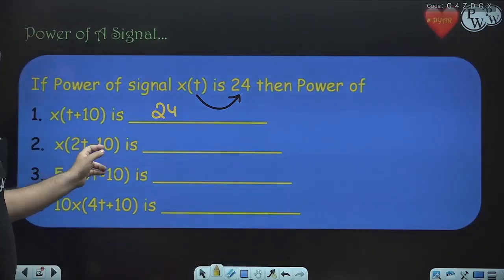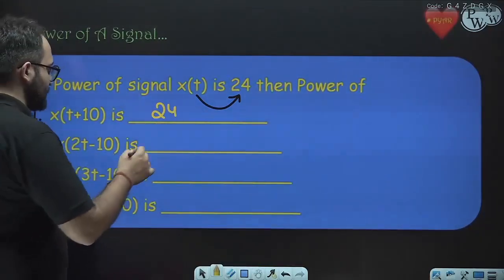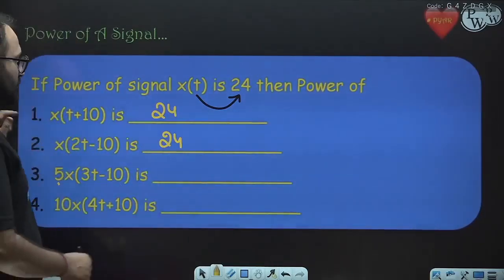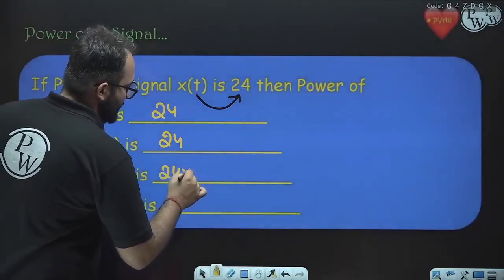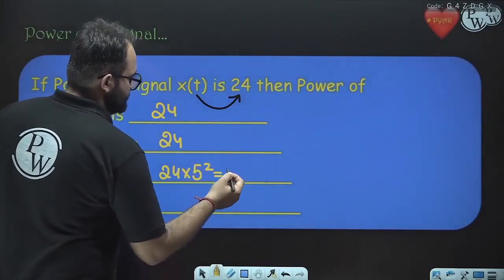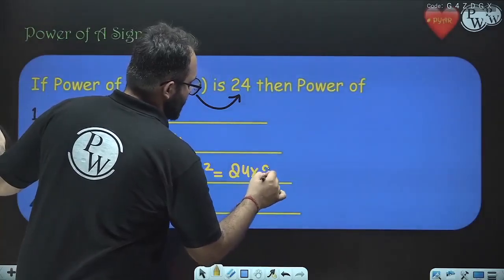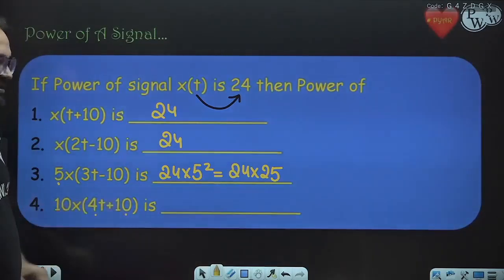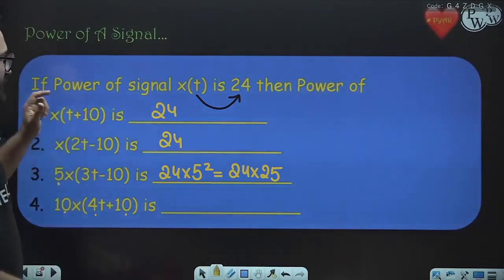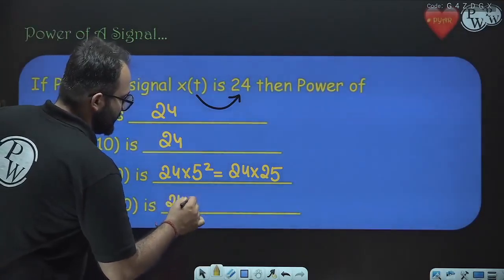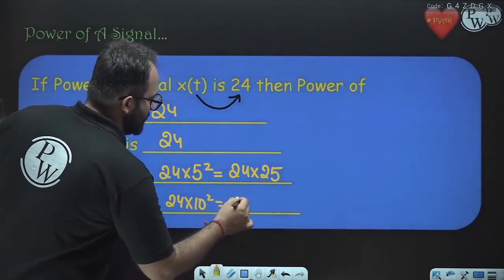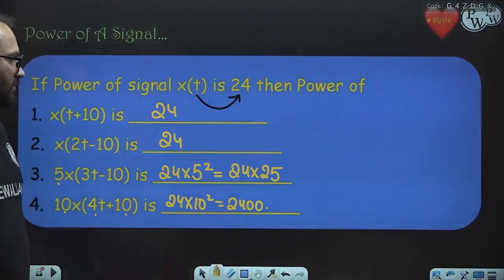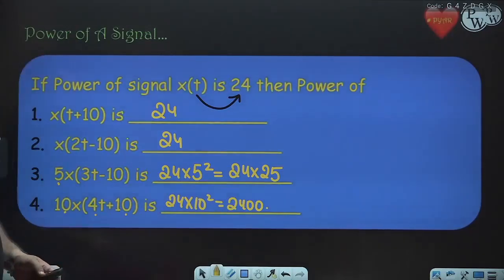For x of 2t minus 10, scaling and shifting do not affect the power, so 24 only. We have multiplied the signal by 5, so the power will get multiplied by 5 square, that is 24 into 25. This is the answer. And last is, scaling and shifting do not affect the power, but this multiplication factor of 10 will affect it. So we get 24 multiplied by 10 square, 2400. These are the results that we have got. I think all of you have understood this.